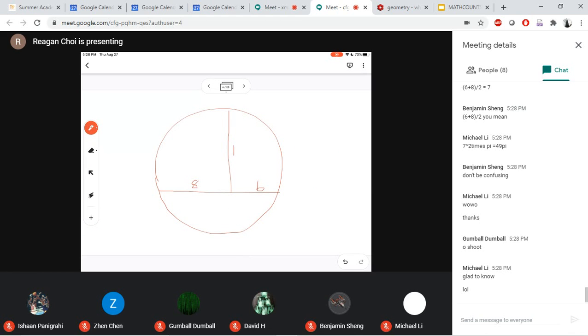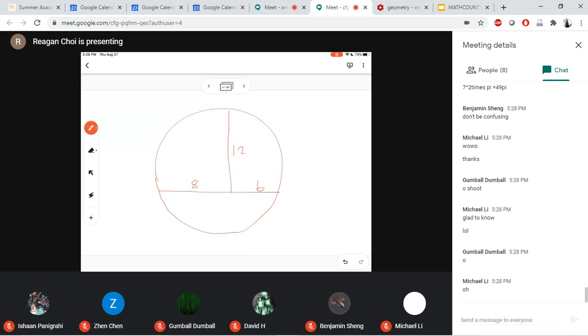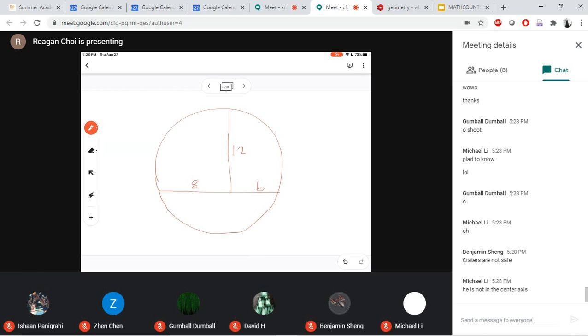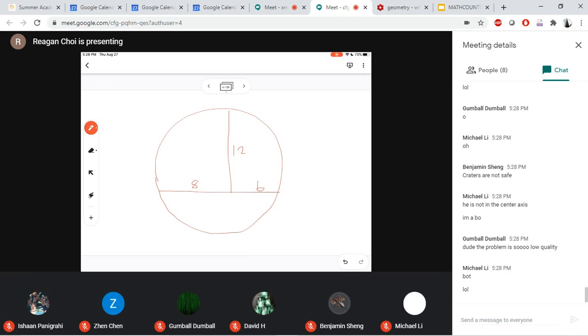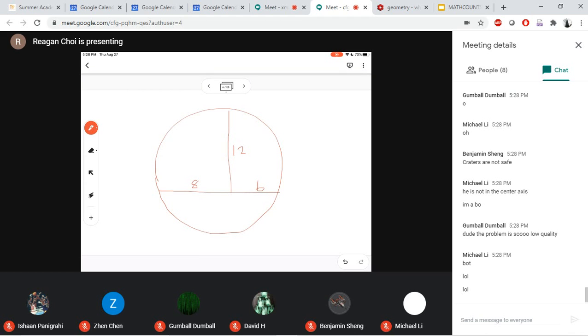So it's basically find the area of this circle. Yeah, he's not in the center. I mean, then you can't go 6 right and 8 left, obviously. Oh, center axis. I mean, okay, whatever. It's low quality? How is this low quality? I think it's pretty good.